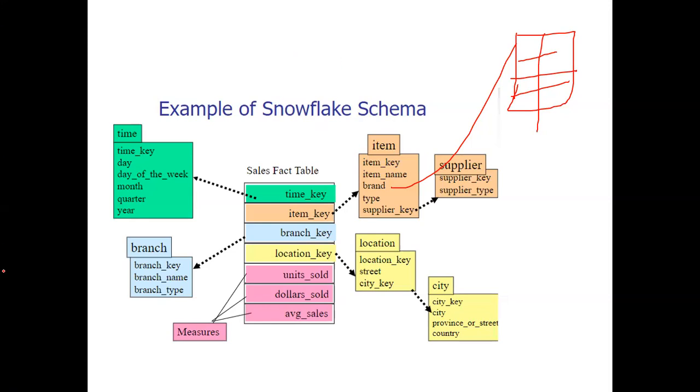Yeah, sorry. So when the dimension tables are normalized, it's called a Snowflake schema, right? That is the difference between a star schema and a Snowflake schema. So what is the difference? A star schema will have one fact table and dimension tables. And when the dimension tables are normalized, it's called a Snowflake schema, right? That is the difference.